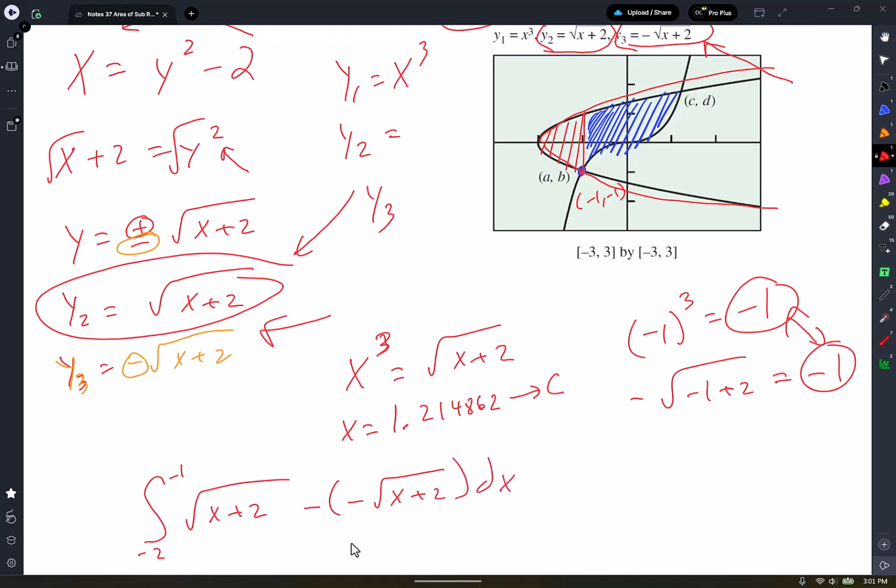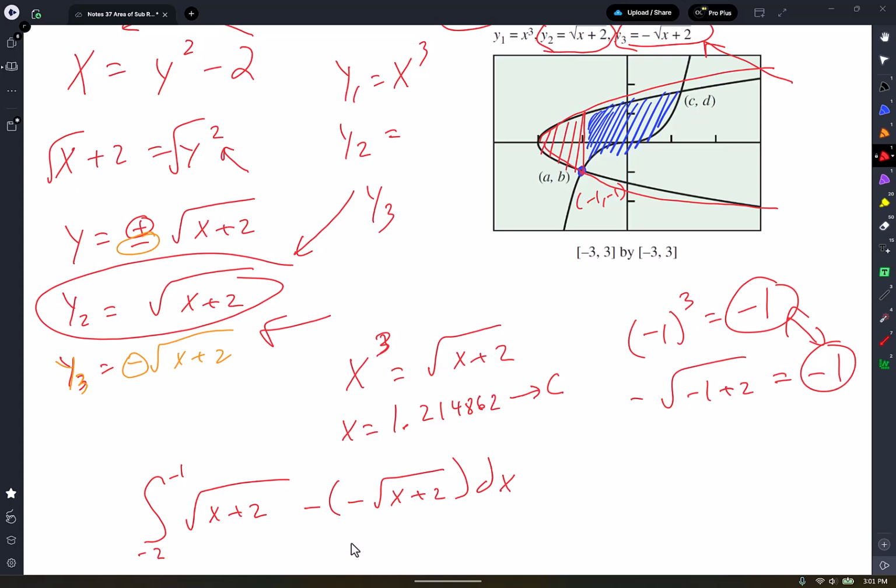Does everyone know what I just did? I'm doing this part in red. What's the top curve? Upper minus lower. Top curve is square root of x plus 2. Bottom curve is a negative square root of x plus 2. Upper minus lower. We're okay with that? From -2 to -1. That -1 is an x, not the y.